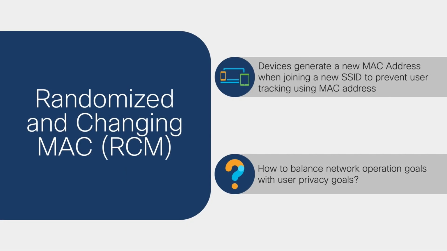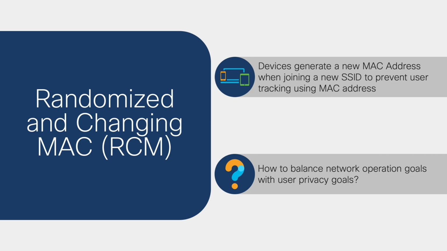So why do we need OpenRoaming? Well, there's been a push from device vendors for randomized and changing MAC addresses, or RCM, when joining a wireless network to prevent user tracking when using MAC address. The end devices will generate a new MAC address whenever they join a new SSID, and some devices will even generate a new MAC address when joining the same SSID.